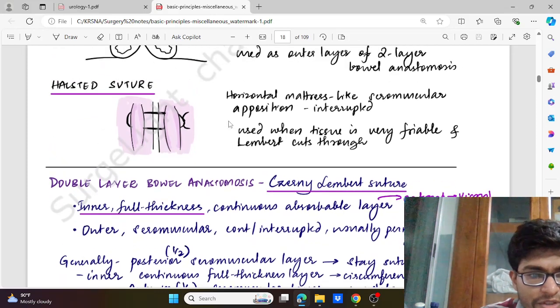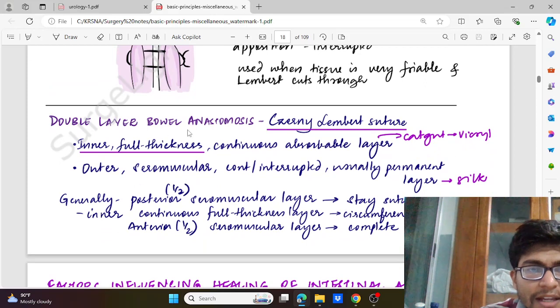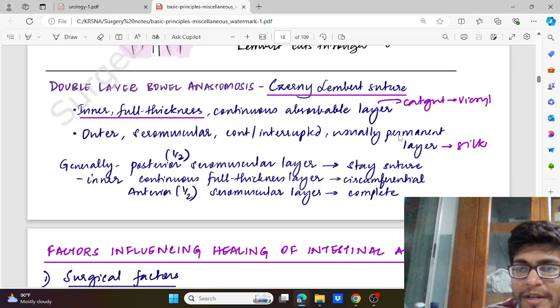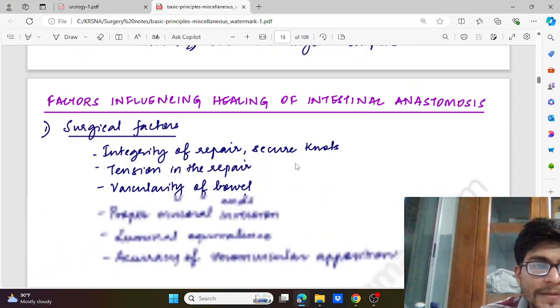with seromuscular apposition. Then the double layer bowel anastomosis, that is the Zerny-Lambert suture, where the inner full thickness layer is taken continuous with the absorbable, could be catgut, Vicryl or even PDS, which is better. Outer is seromuscular, which is done with continuous or interrupted, usually permanent through the silk or PDS.